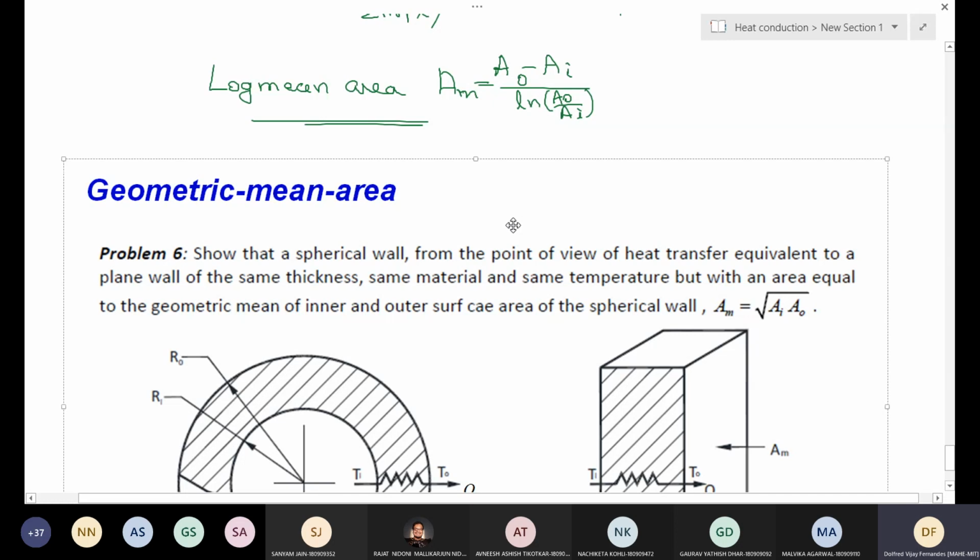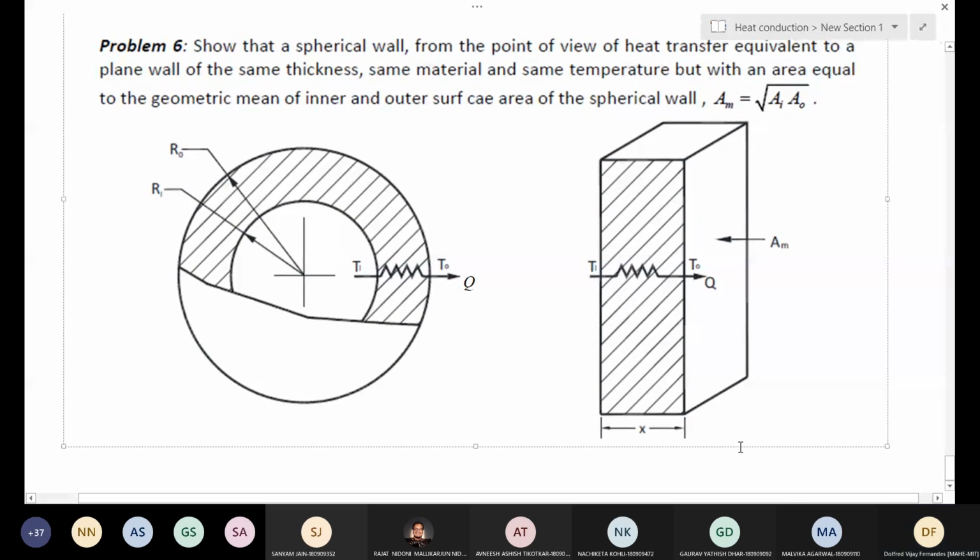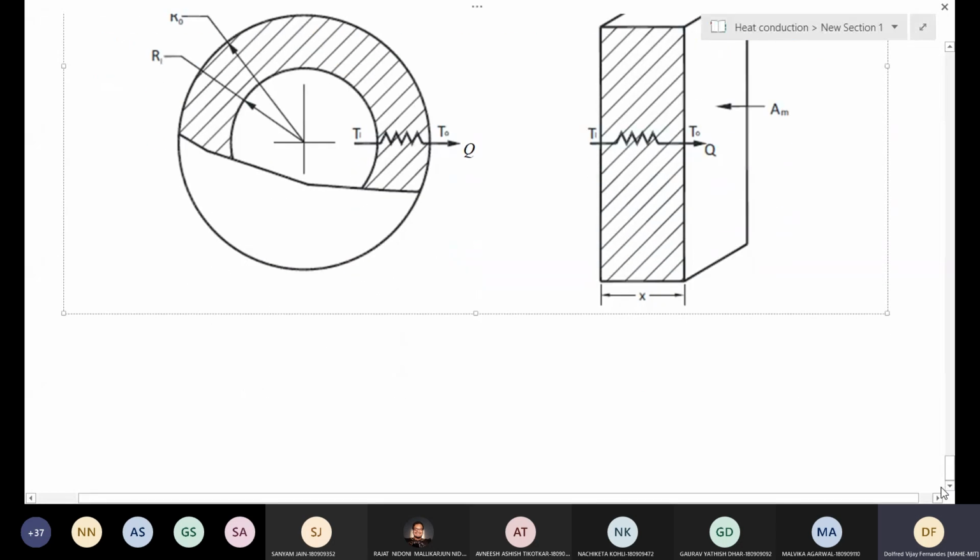The question is in the same terms: a spherical wall is, from the point of view of heat transfer, equivalent to a planar wall of the same thickness, same material, same temperature difference, but with an area equal to the geometric mean of the inner and outer surface area of the spherical wall. The derivation is the same: write the rate of heat transfer through the spherical wall and the planar wall, then equate them and simplify. This is much simpler, so you do it.